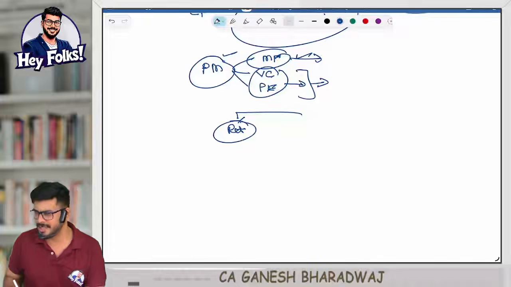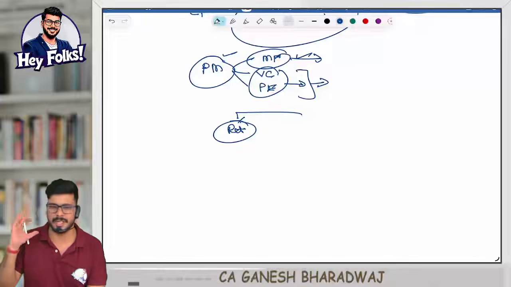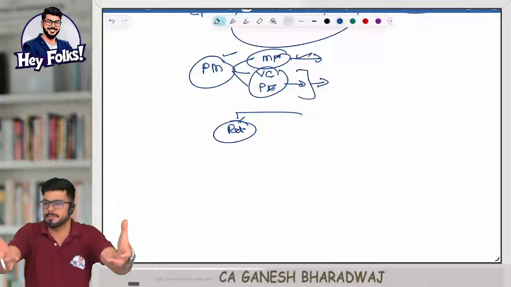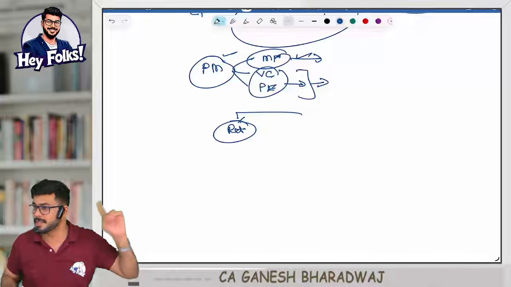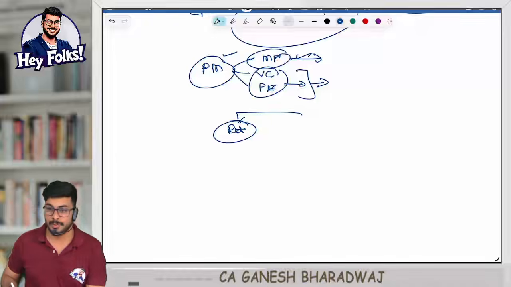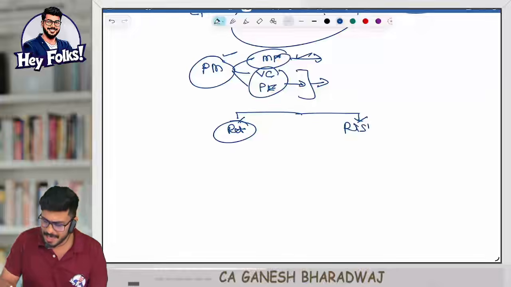Return on investment, basically. How much will you get out of whatever investment you have made? That is called return. Now, the most important thing here is not just return. The other one is called risk.